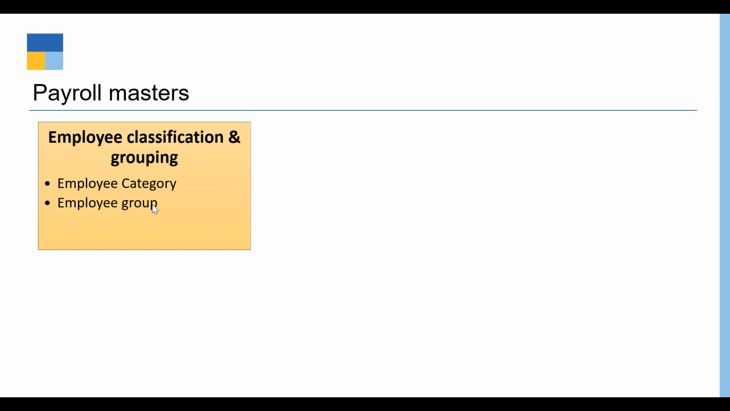In case category and group is not applicable for your organization, and the number of employees is very minimal, and everybody is located in the same location and doing the same kind of work, so if you do not want the classification, you can directly create the employees under the primary group.